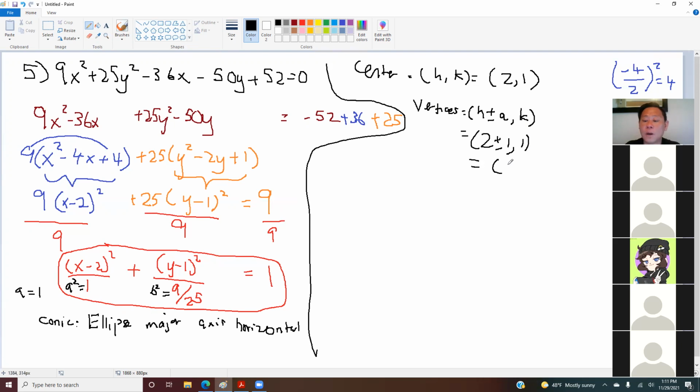So 2 minus 1 is 1, and then 2 plus 1 is 3. So this is your vertices. You got 2 of them.